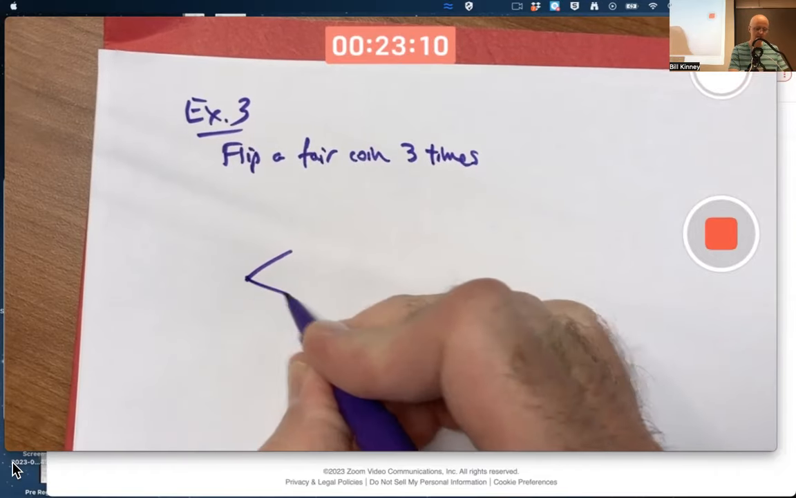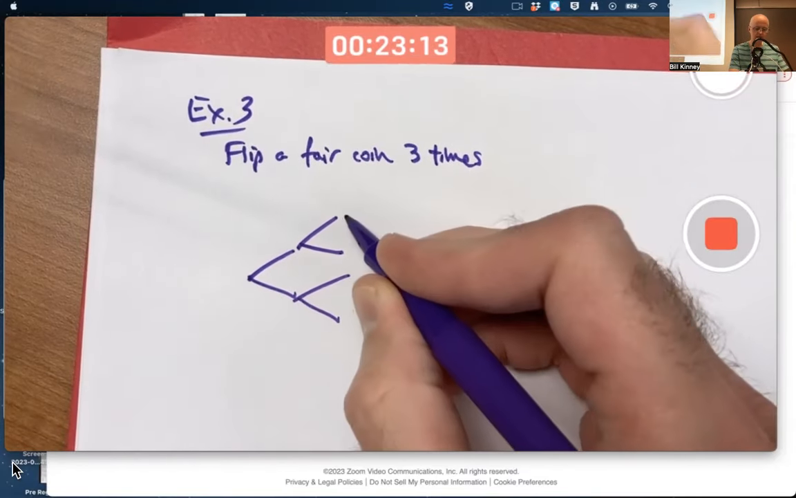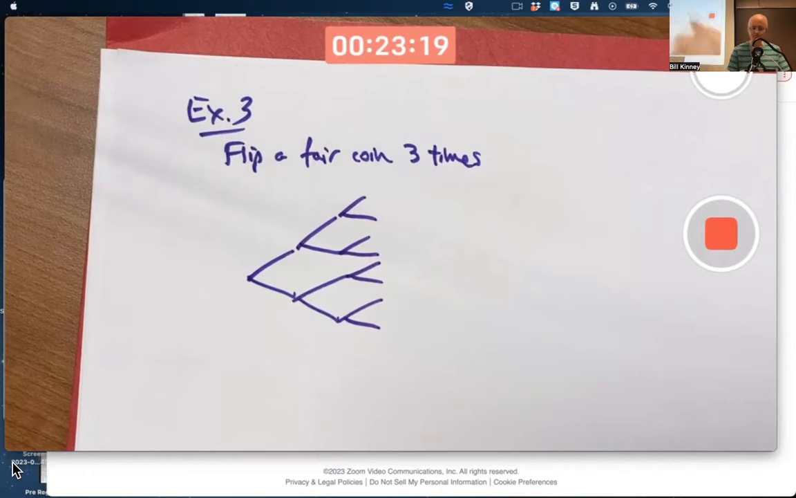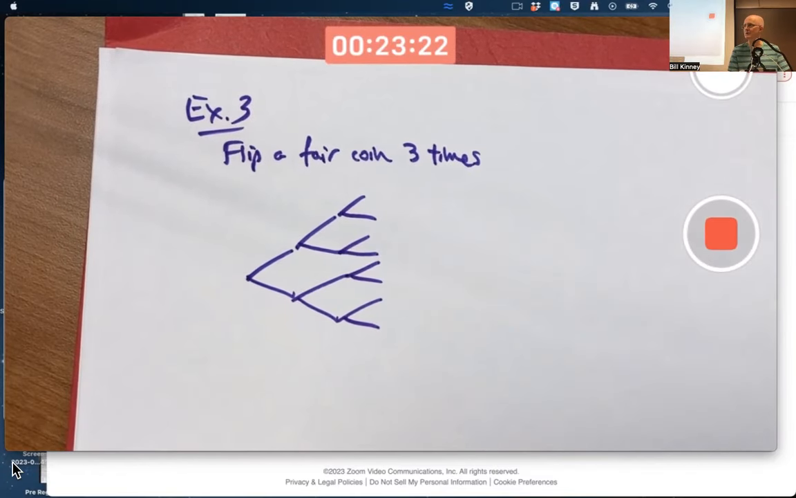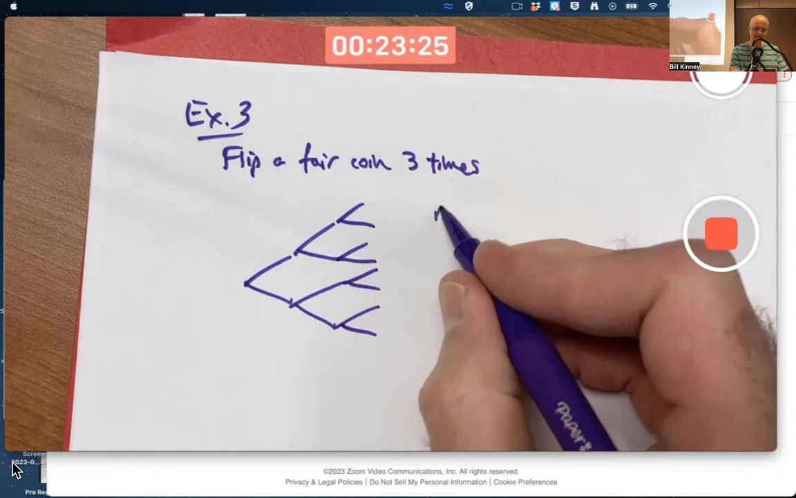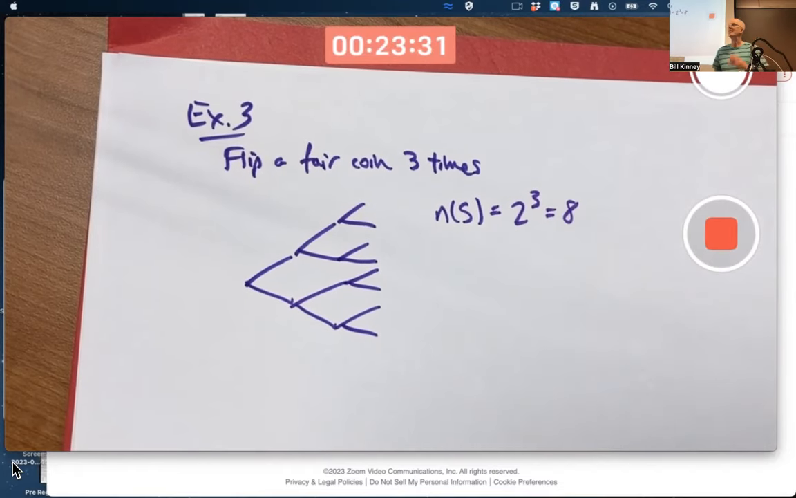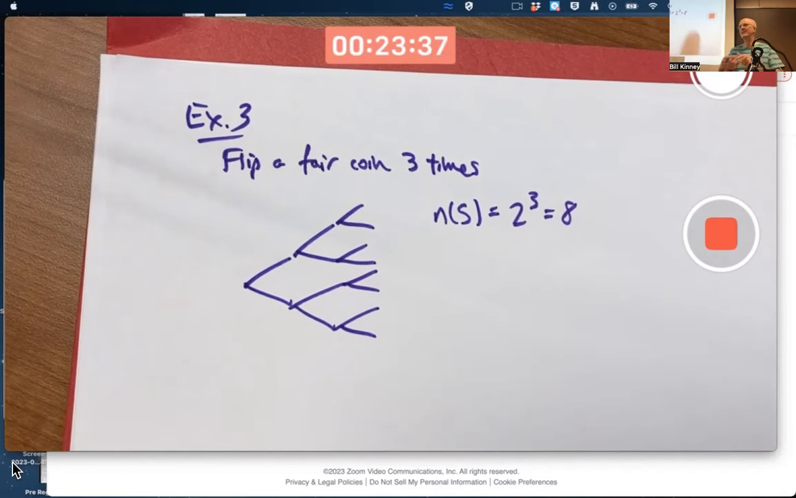You also could make a more detailed tree diagram with 3 sets of branches. Ultimately, there are 8 paths through the diagram from left to right, 2 times 2 times 2. The size of the sample space is 2 cubed, which is 8. If we were flipping 4 times, we'd get 2 to the 4th, which is 16. Flip 5 times, you'd get 2 to the 5th, which is 32. Flip a coin 10 times, you'd get 2 to the 10th outcomes in the sample space, 1,024.